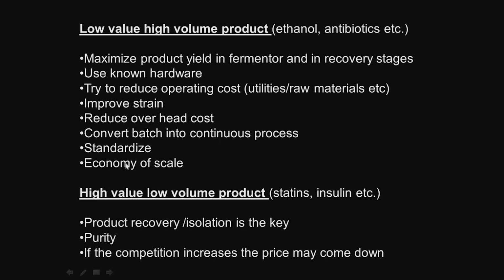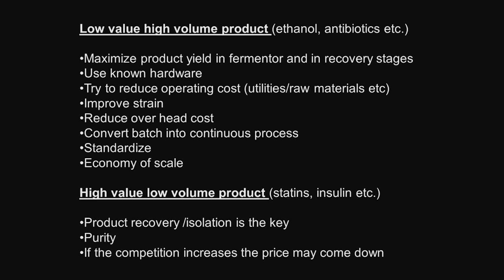Okay. And then finally, economy of scale. Normally low value products you need to manufacture in very large quantities. Okay. That way the scale of operation reduces your overhead cost, and that way makes your product cheaper. So, generally low value products are manufactured in thousands of tons, 10,000s of tons, whereas on the contrary, if you go to high value low volume products like statins and insulins, product recovery and isolation is the key, because you do not want to lose even a small gram of product, because even that gram of product could cost you thousands of rupees, because the value is very high.